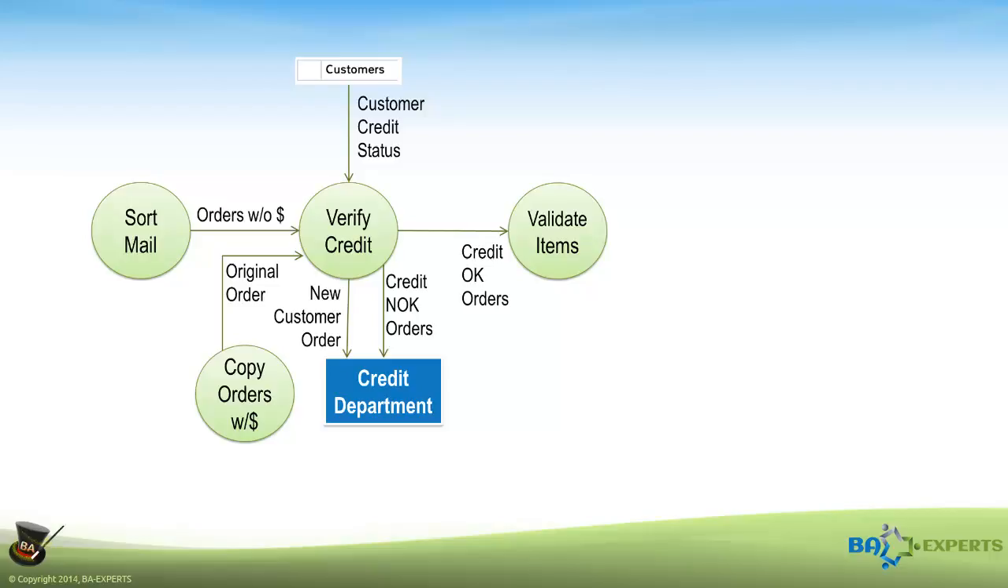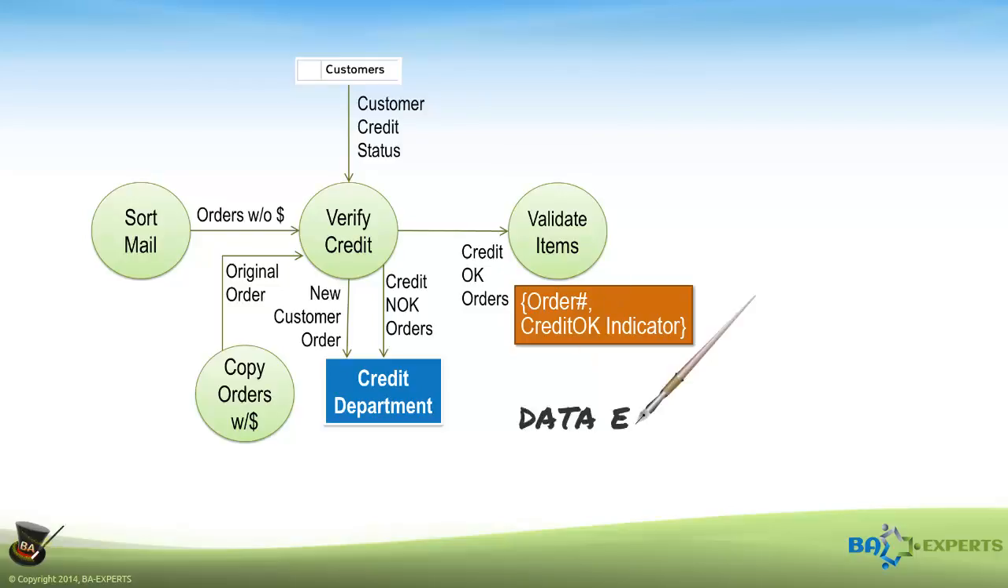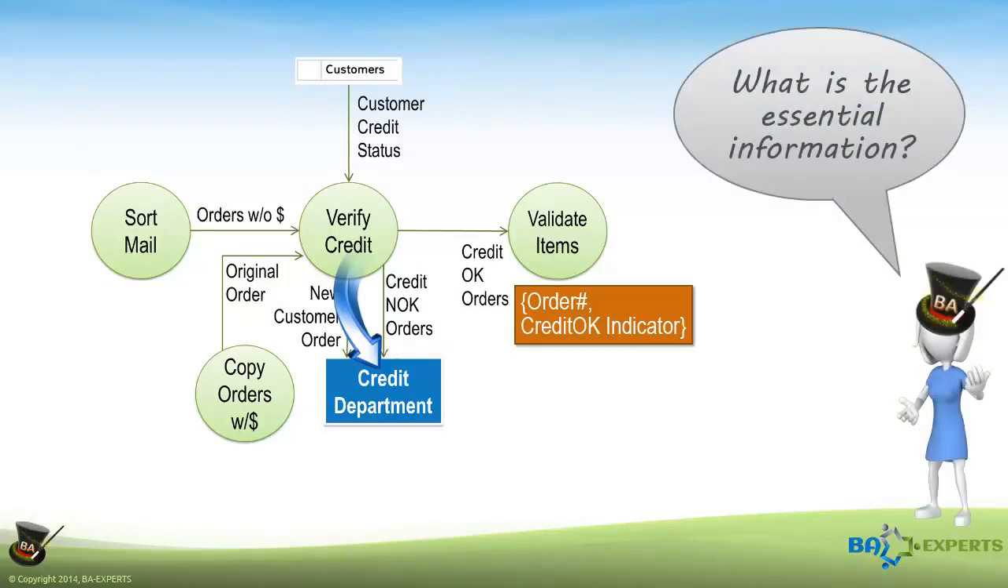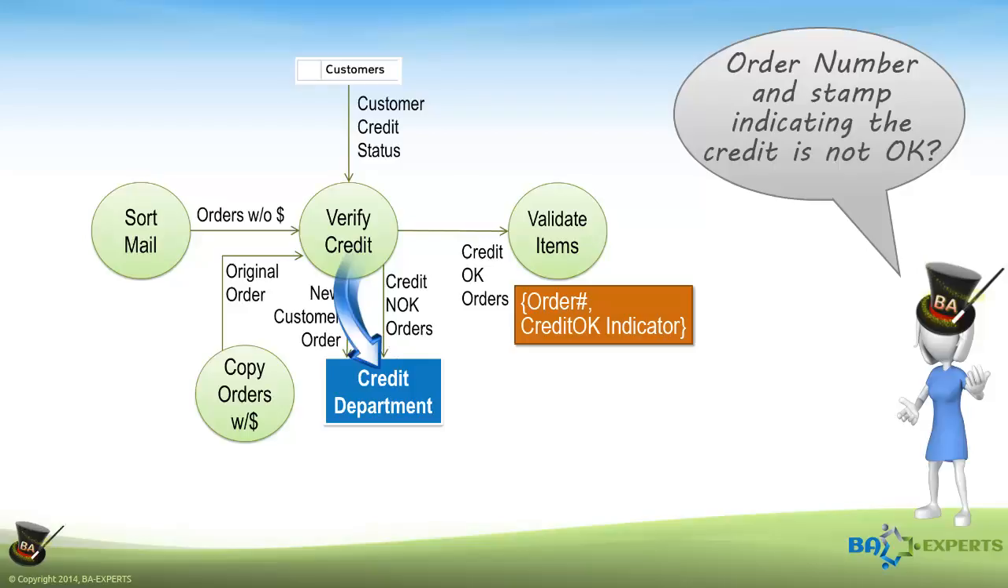Based on that information, I add order number, credit OK indicator, beneath the line labeled credit OK orders in parentheses to indicate these are data elements. Okay, the next flow is the credit not OK, orders being sent to the credit department. What is the essential information on that flow? I assume the order number and some kind of a stamp indicating the credit is not OK.